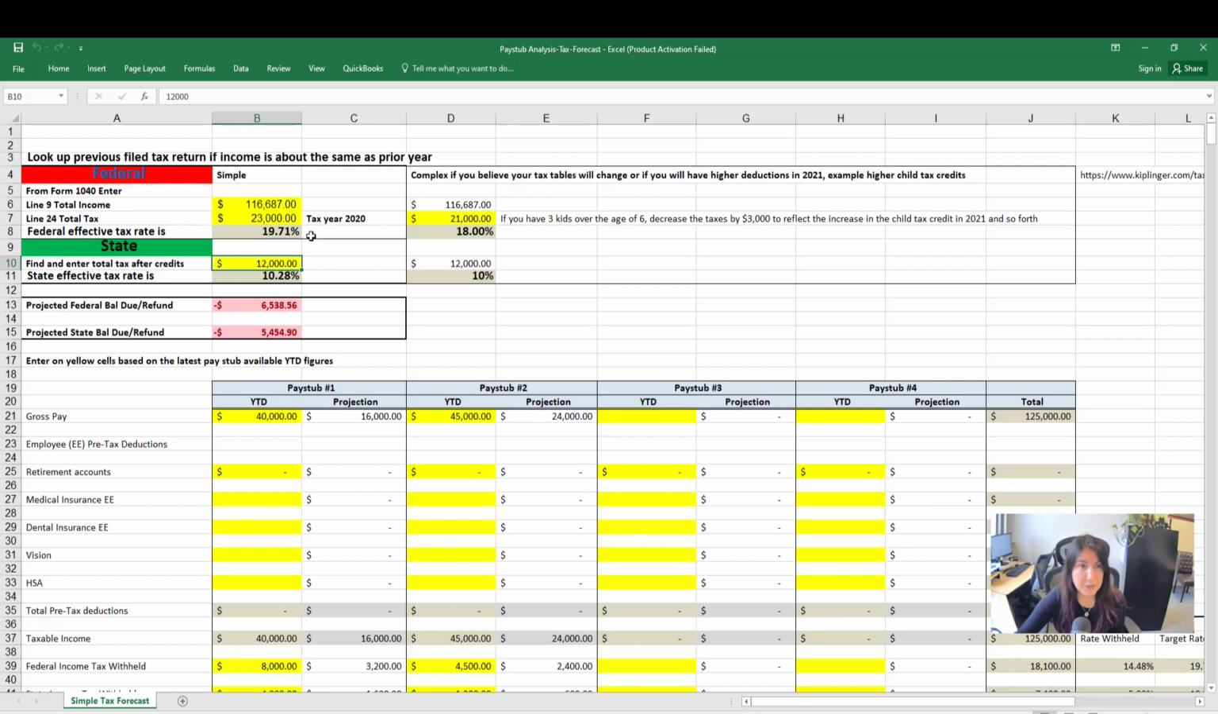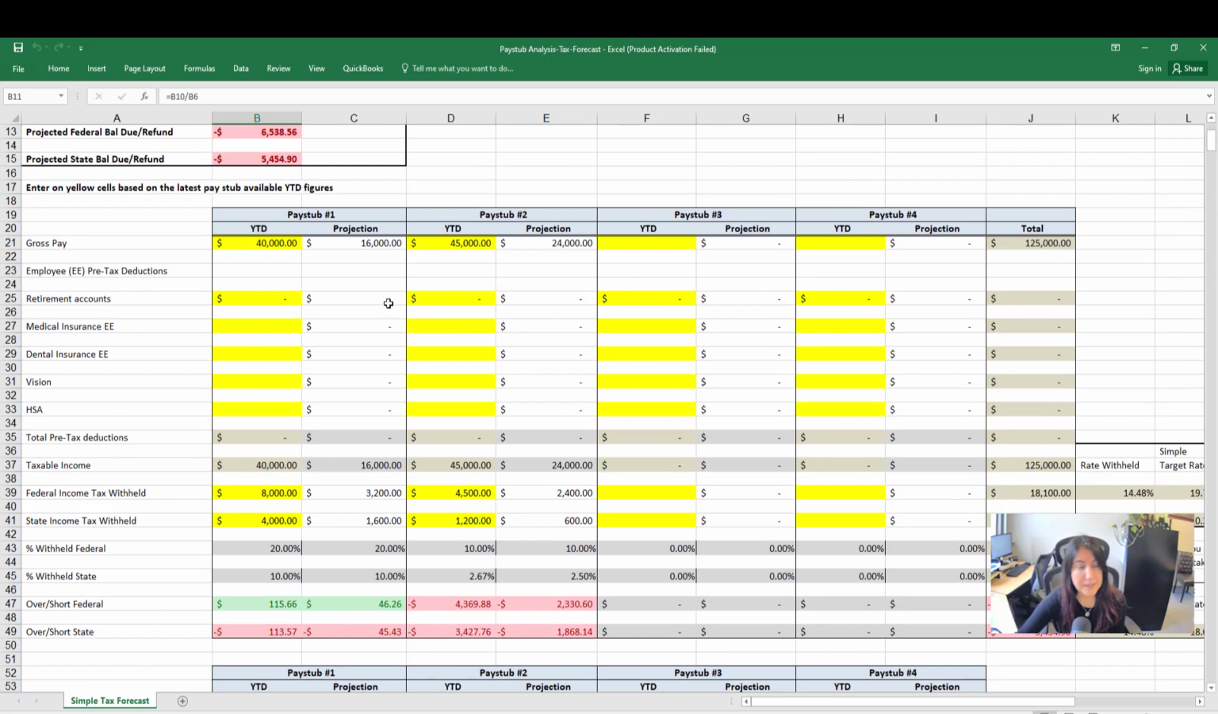So you would enter, to start, the total income from the prior year return. You would enter the total tax from the prior year tax return, and that would give you their federal effective tax rate. Then you would enter the total state tax from the prior year tax return, if that applies, and that would give you the state effective tax rate.